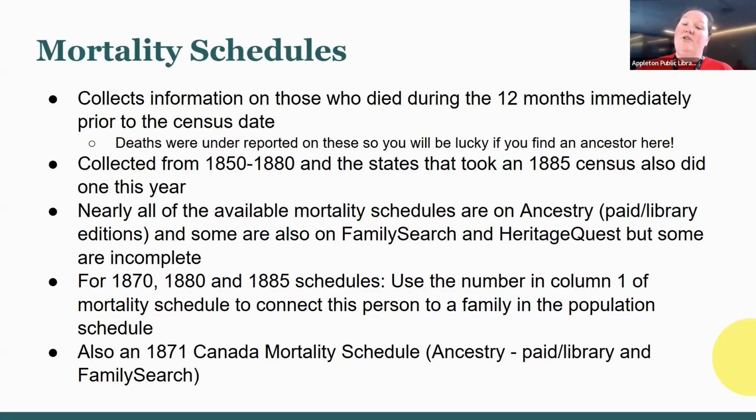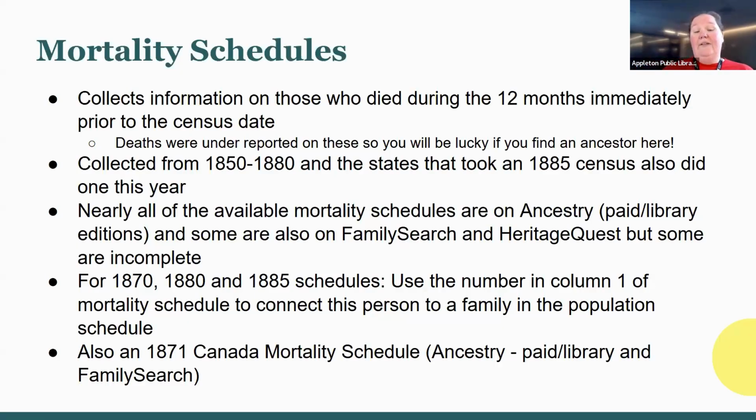And then each of the states that took an 1885 state census also did a mortality schedule for their specific locations. Nearly all of the available ones are on Ancestry, both the paid and the library edition. There are some on Family Search and Heritage Quest, but some are not very complete. So Ancestry is kind of the first stop I would make if I'm searching for one of these.